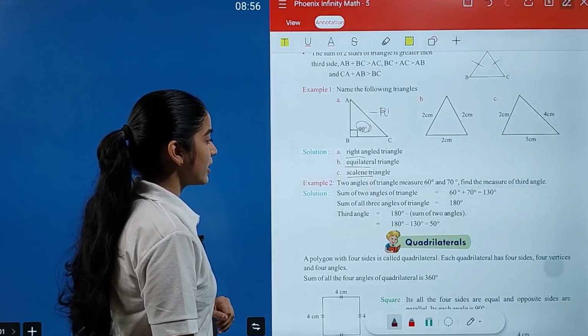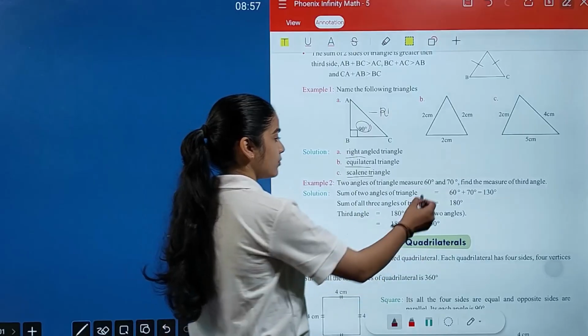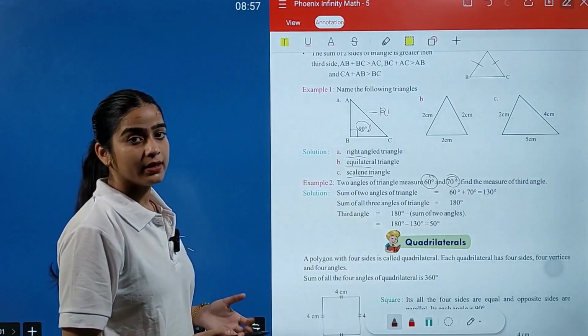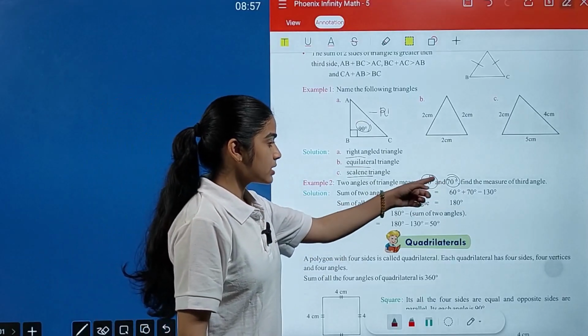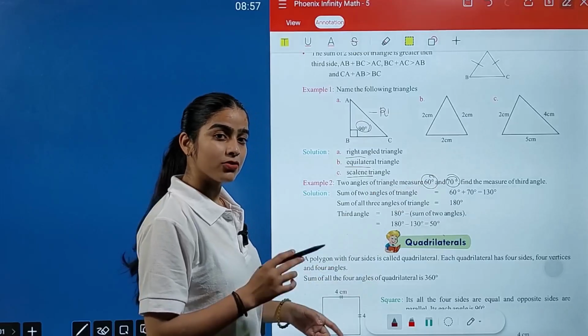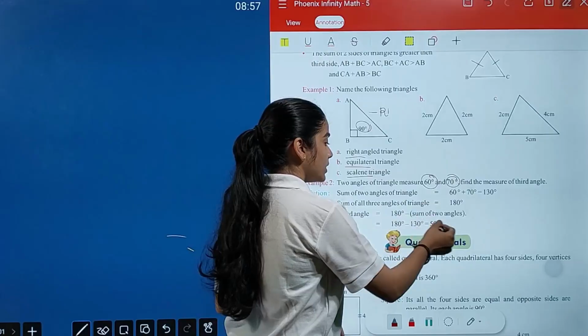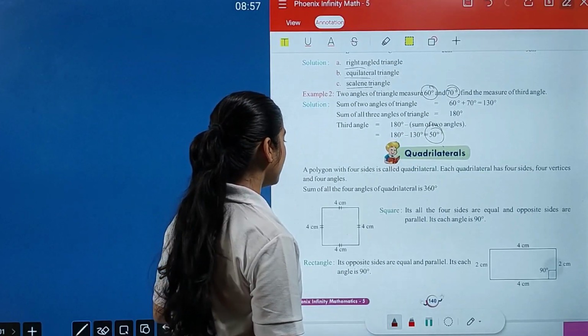Two angles of a triangle measure 60 degree and 70 degree. Find the measure of the third angle. So we have two angles and we already know that the sum of all three angles is equal to 180 degree, right? So we have to add them together, 60 and 70, and subtract the sum of it from 180 degree. So 180 minus 130 is equal to 50 degree. So the third angle is equal to 50 degree.